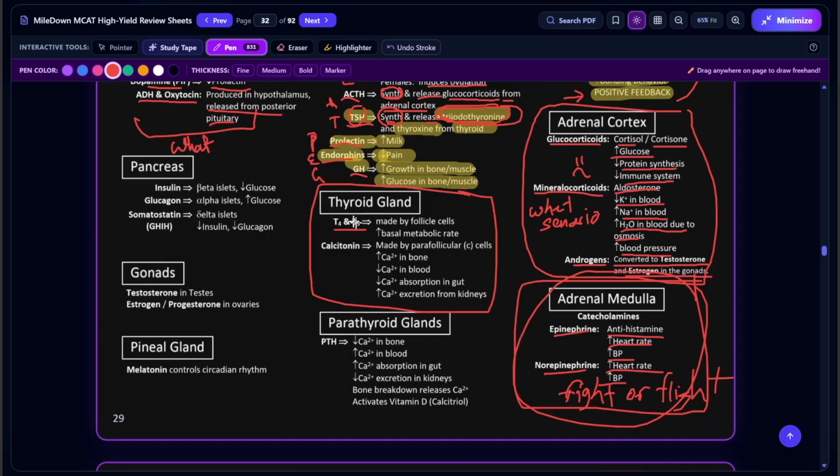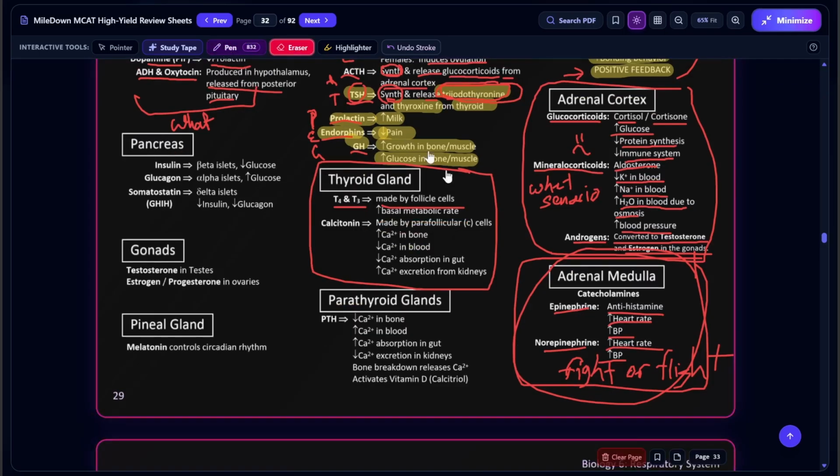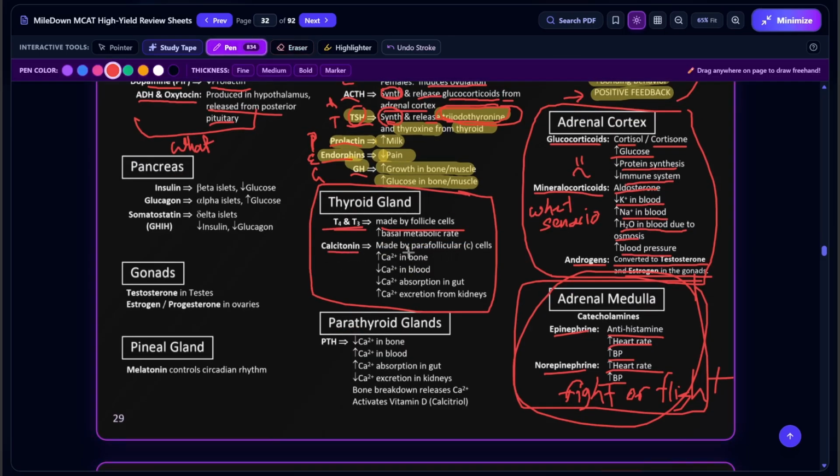T4 and T3 are hormones released by the thyroid gland. They're made by follicle cells, and they increase basal metabolic rate. Calcitonin is also released, and it's made by parafollicular cells. It increases calcium in your bone, decreases calcium in the blood, and decreases absorption in the gut, but increases excretion from the kidneys. And the pancreas is related to digestion, so we'll do that in a second.